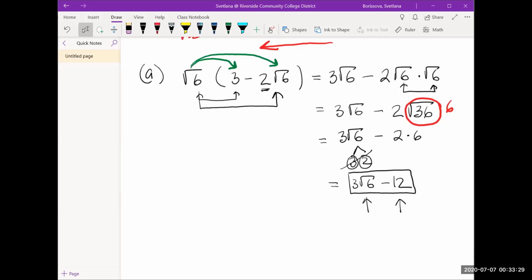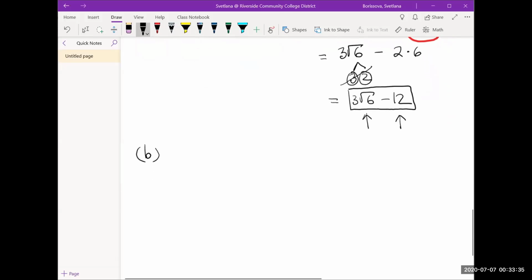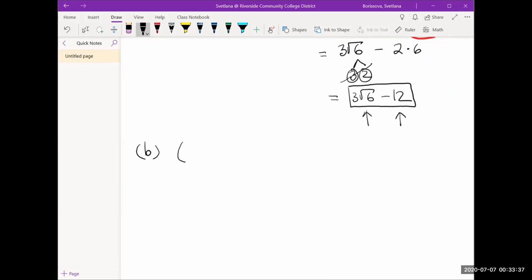Let's do something that's a little bit more interesting. So how about example B? We'll have 8 minus 3 square root of 2. We have to multiply by 5 plus 7 square root of 2. Here we're multiplying, well, there are two binomials, two expressions with two terms.